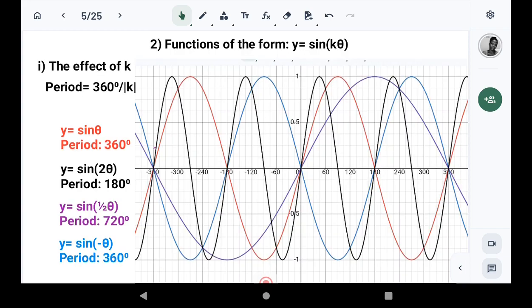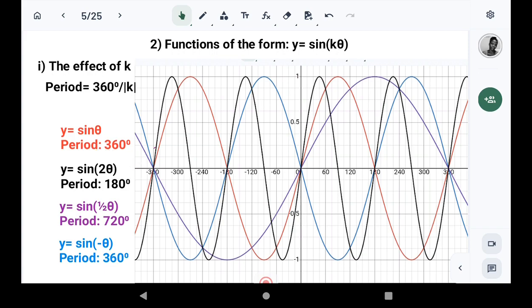Now for the graphs that we are basically looking to study in grade 11, that is functions of the form y equals sine k theta. What effect does k have on the graph? Basically, we're dealing with the period. It affects the period. How? The period becomes 360 degrees divided by the absolute value of k. Remember, absolute value makes any value, whether positive or negative, positive.